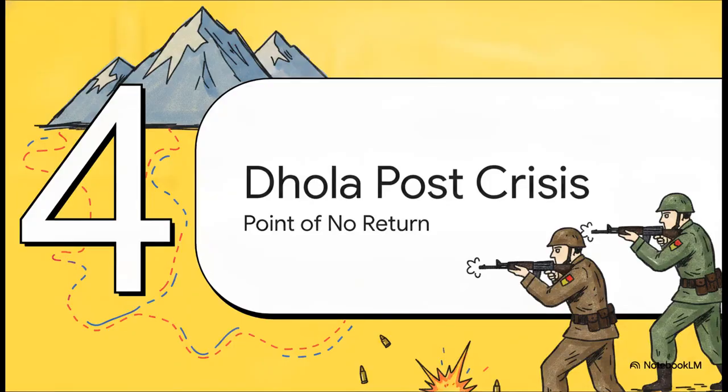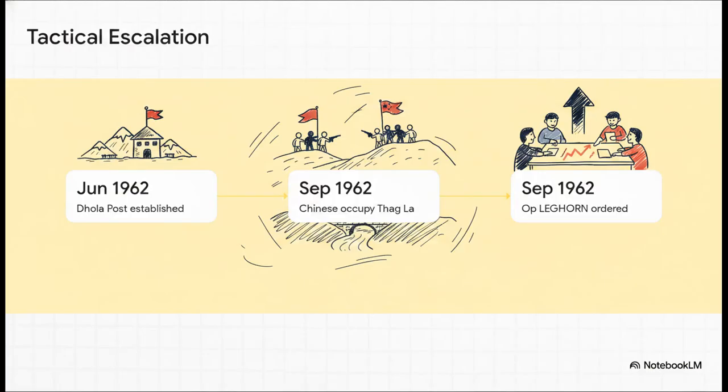Section 4. The Dalla Post Crisis. The Point of No Return. We are now entering the critical summer of 1962, where those abstract map lines turn into actual troops staring down rifle barrels. In June 1962, India established the Dalla Post with just 40 men.